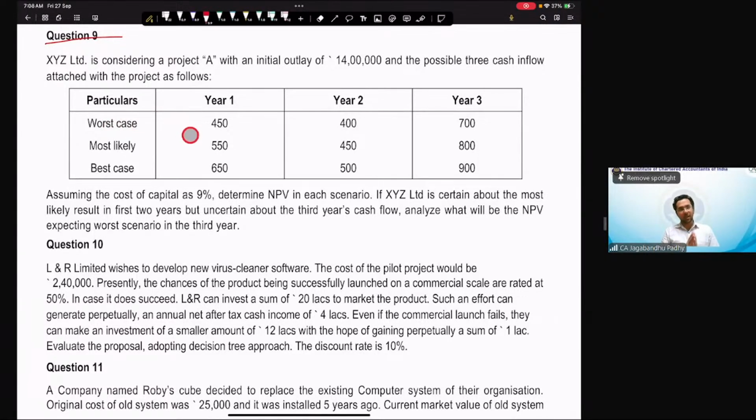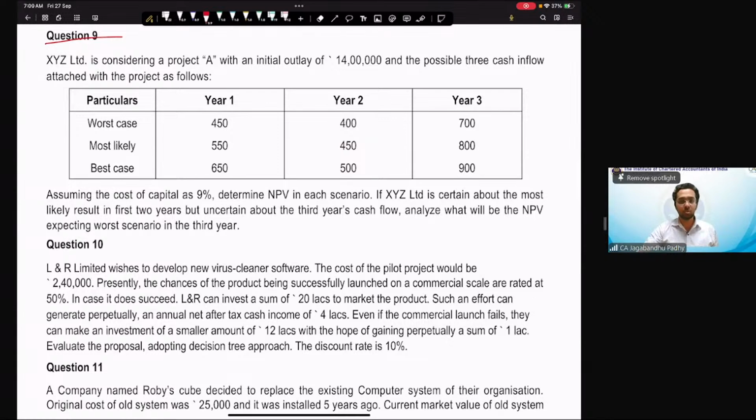So we are looking at three different scenarios, right? Assuming the cost of capital is 9%, we have to compute the NPV in each scenario. If XYZ Limited is certain about the most likely result in the first 2 years, and the third cash flow is uncertain, then what will be the NPV, expecting that the worst situation turns out to be true in the third year?